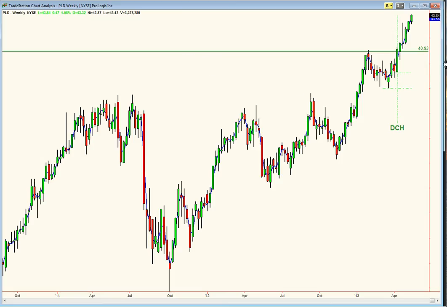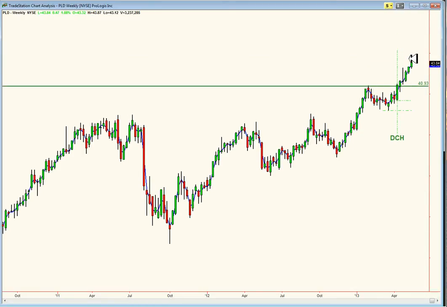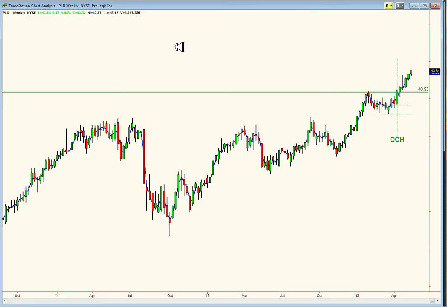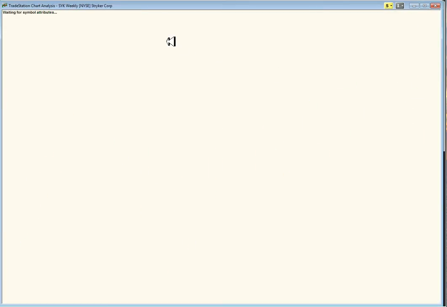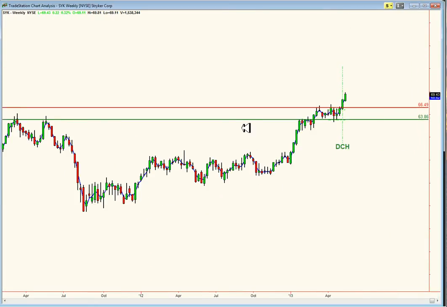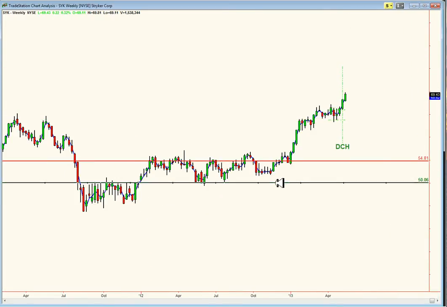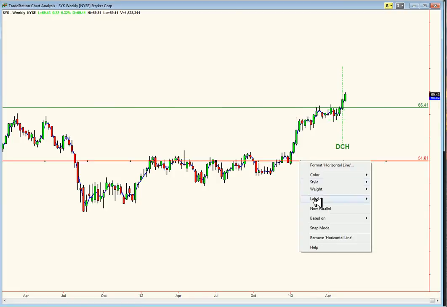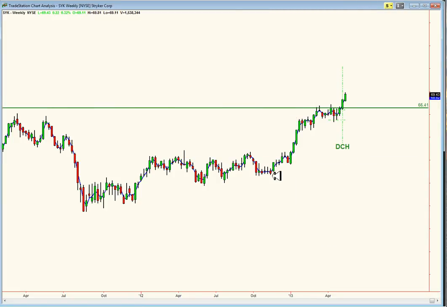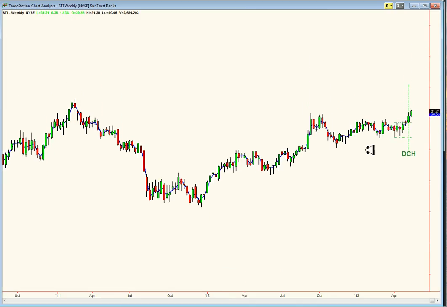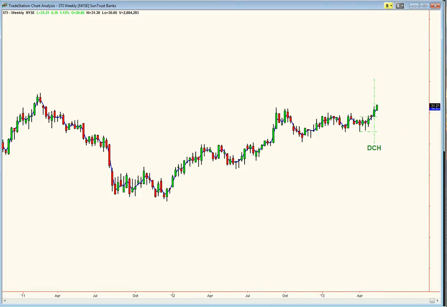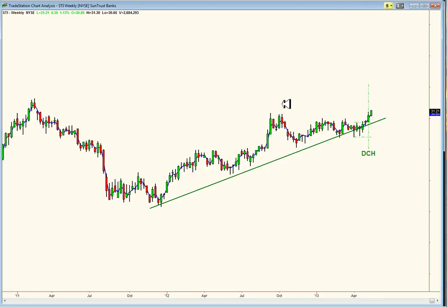PLD. Nice pullback here and broke out on that pullback. Ones that are firing currently. SYK. See that nice breakout here? I like to use green lines for my support areas. Nice pullback breakout on SYK. STI. Another one. Nice pullback breakout here. You can see the nice trend breaking out. You can also look at this as a consolidation breakout.